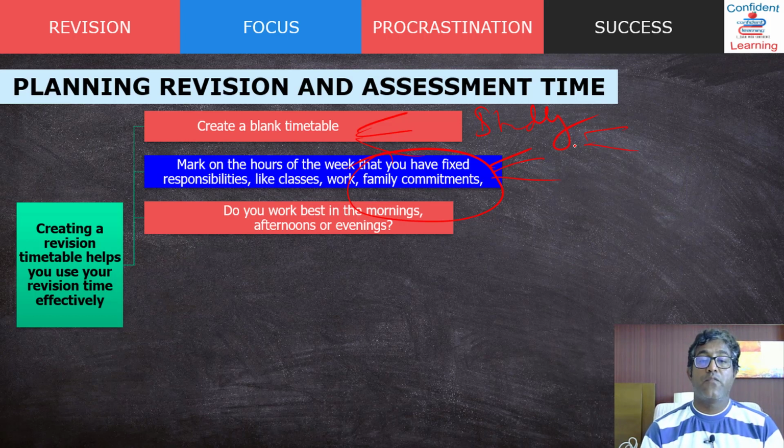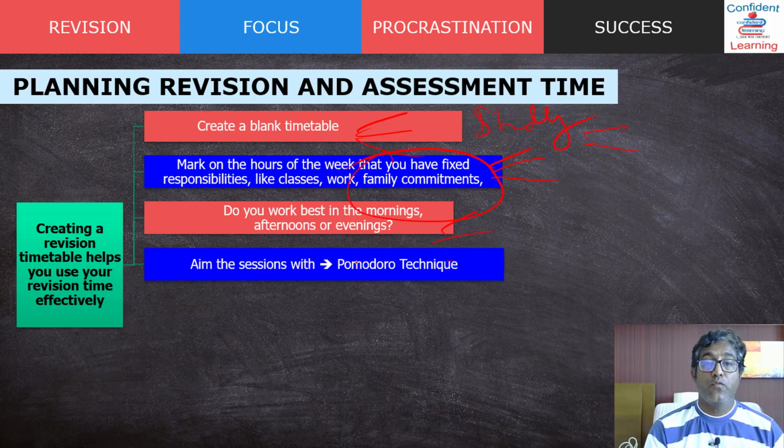Just decide whether you can study in the morning, evening or afternoon. It is up to you. Everybody has their own choice. Now you have to divide the time using the Pomodoro technique. See, we need to know why we need to revise, and why and how to revise.